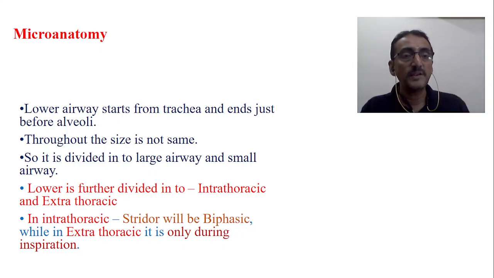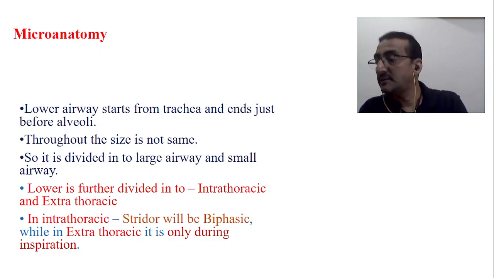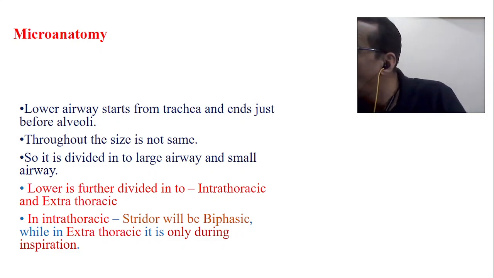Now the specialty of the lower airway is that the size of the airway is not uniform. As we go down, the size of the airway goes on tapering. So it is divided again into larger airway and smaller airway that we have discussed. The lower airway is further divided into intrathoracic and extrathoracic, and intrathoracic is again divided into upper and lower. So this part we have already seen.